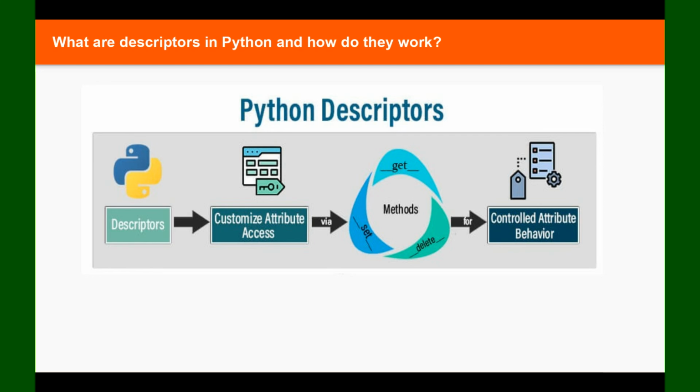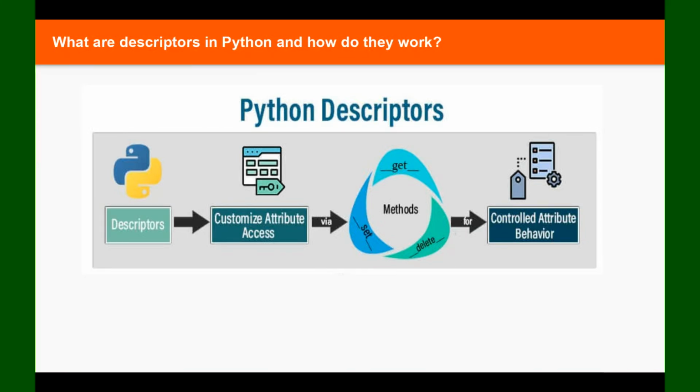Next question. What are descriptors in Python and how do they work? In Python, descriptors are a powerful feature that allows you to customize how attribute access works in classes. They are the foundation of many built-in features like property, staticmethod, classmethod, and even ORM fields defined in frameworks like Django.